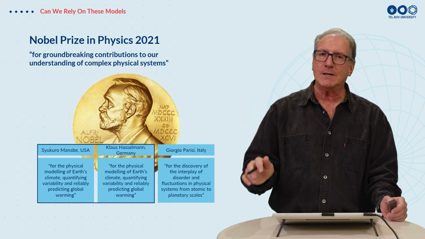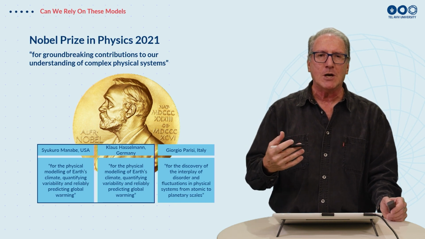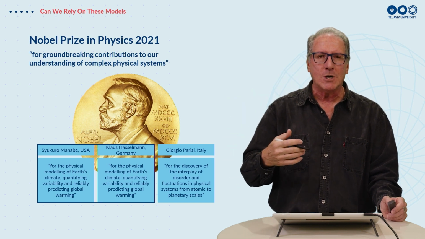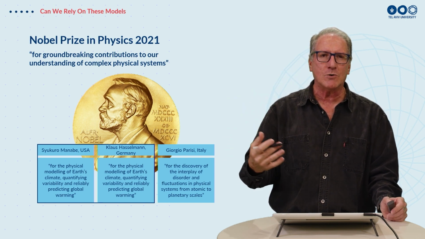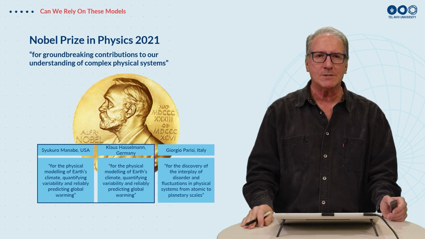And it's appropriate that it's the Nobel Prize in physics, because these models are really based on the laws of physics. It's not just statistical models or empirical models. These are based on the laws of physics of how the climate reacts to changes in greenhouse gases in the atmosphere.